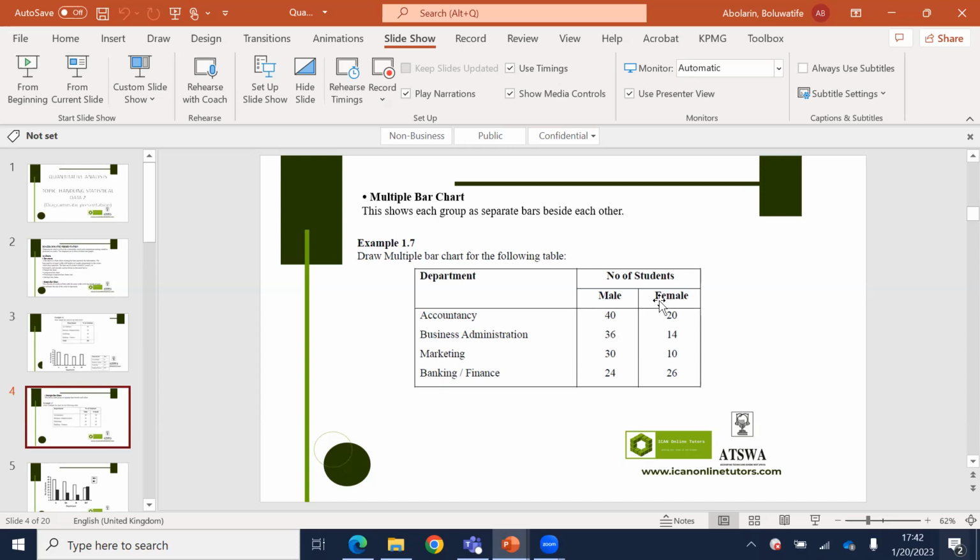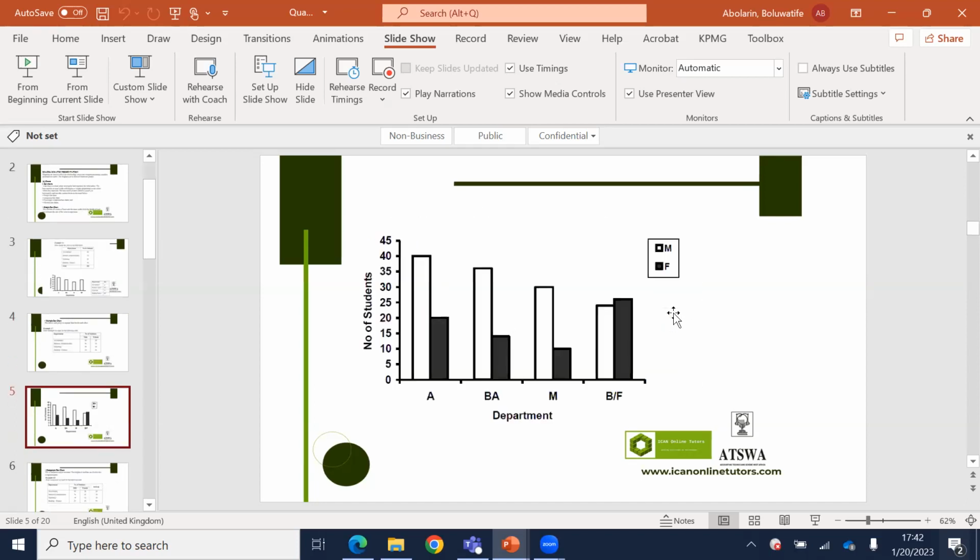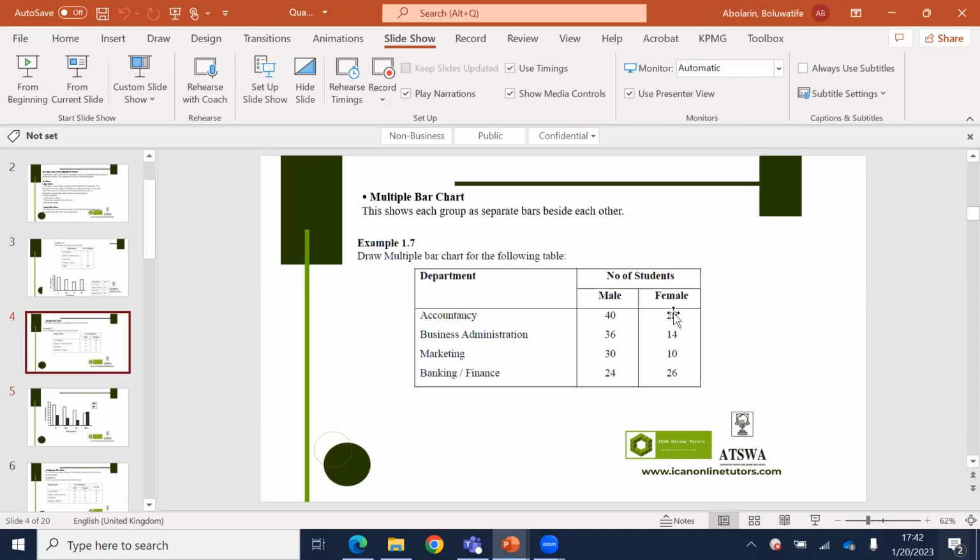We have male and female. You know the one that we had, number of students. They added these two components together. Now we are seeing male and female added together. So this one is going to be different. See the solution. So we are going to do our own solution by ourselves. Now, if you see how this figure is structured, the lowest is what, 14, and the highest is what, 40.